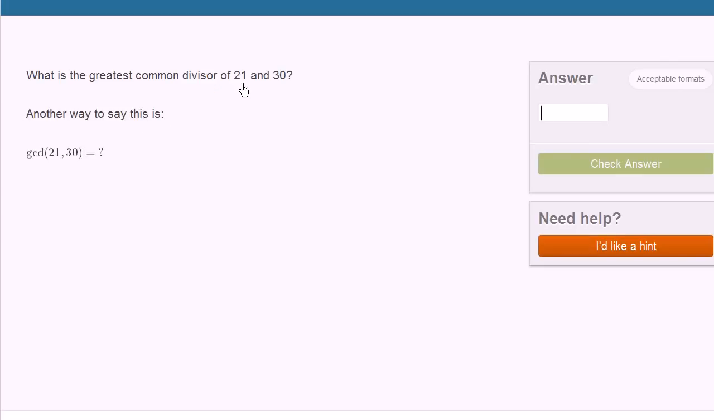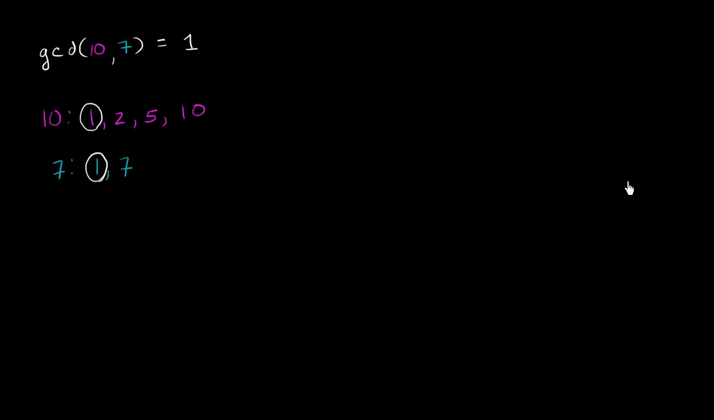Let's do one more. What is the greatest common divisor of 21 and 30? So 21 and 30 are the two numbers that we care about. We want to figure out the greatest common divisor, and I could have written greatest common factor, of 21 and 30. Once again, there are two ways of doing this. There's the way I did the last time, where I literally list all of the factors. Let me do it that way really fast. If I say 21, what are all the factors? Well, it's 1 and 21, and 3 and 7. And I think I've got all of them.